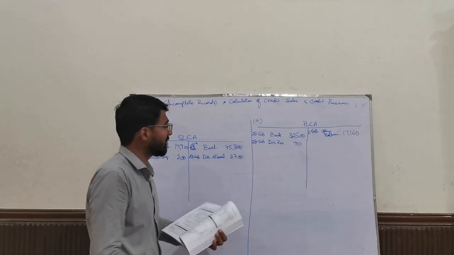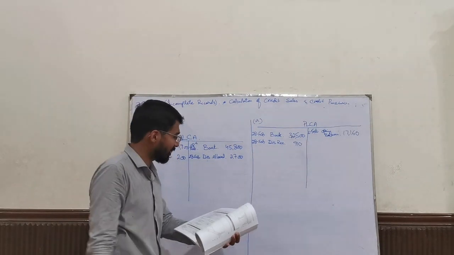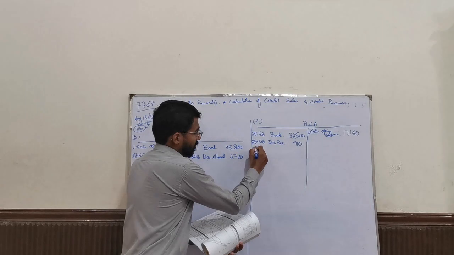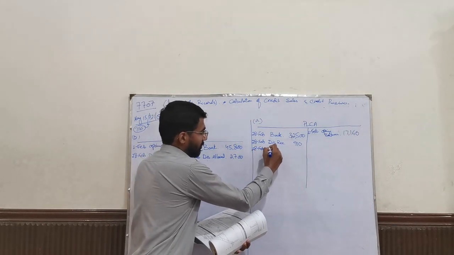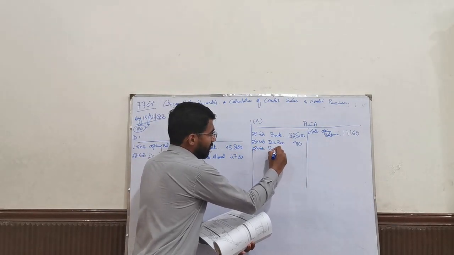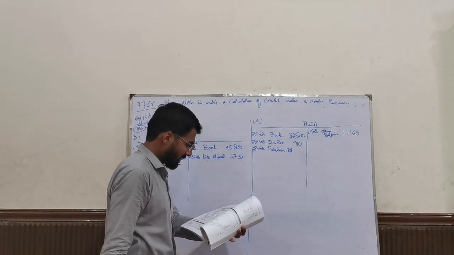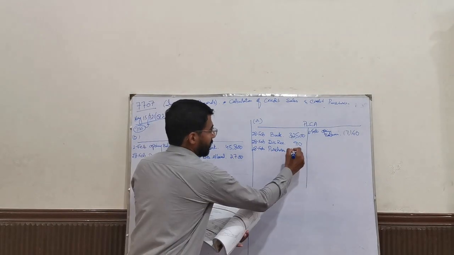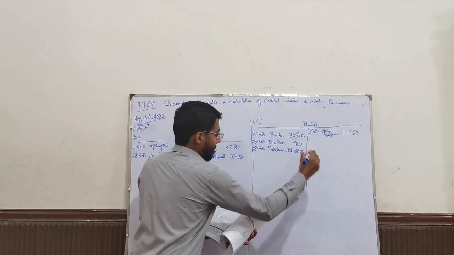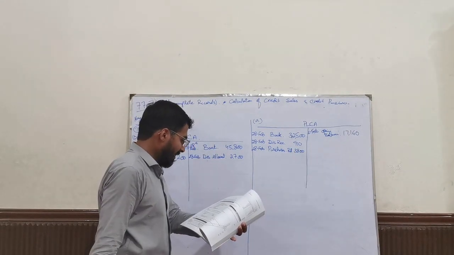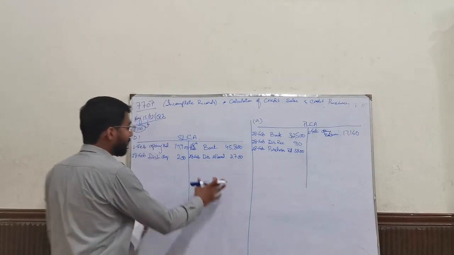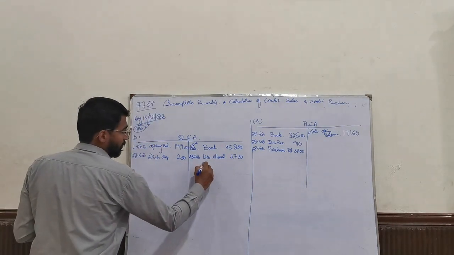Purchases return. Purchases return will be dealing with purchase ledger control account. 28th Feb, purchases return, which is 3,800. Then I have bad debts. Bad debts relates to sales ledger control account.